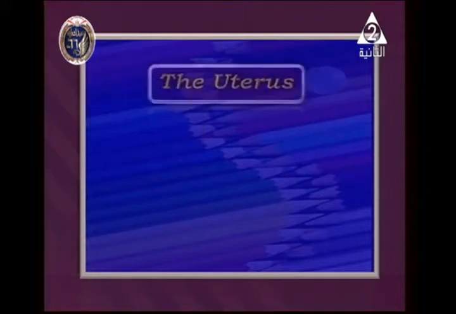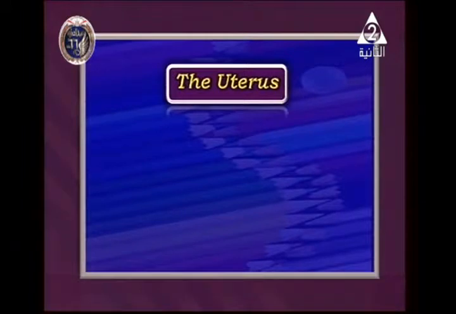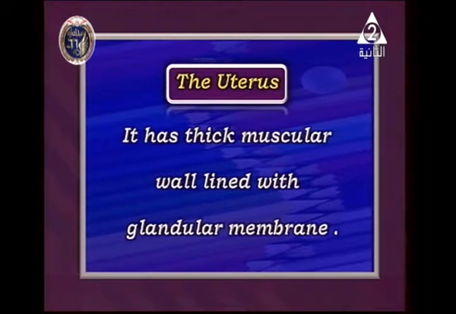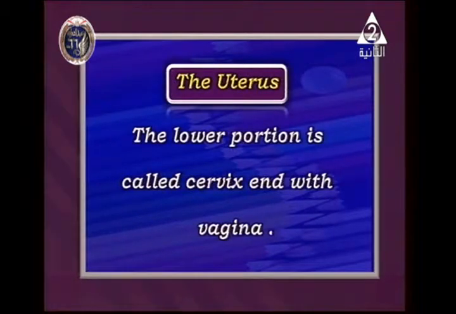process. Okay. Number 3. So we studied, in the female genital organs, 2 ovaries, 2 fallopian tubes. Number 3, the uterus. It is an elastic muscular organ that lies in the pelvic cavity. And I know that you know its function. It also has a thick muscular wall lined with a glandular membrane. The lower part of the uterus is called the cervix, which ends with the final part of the female genital system, the vagina. Okay?